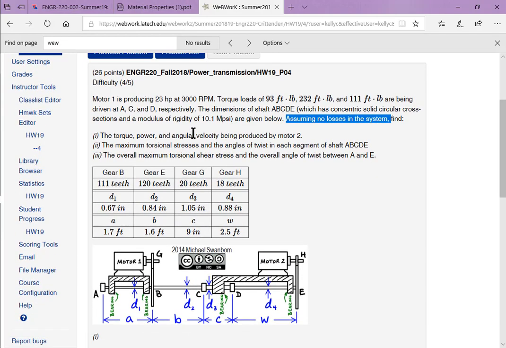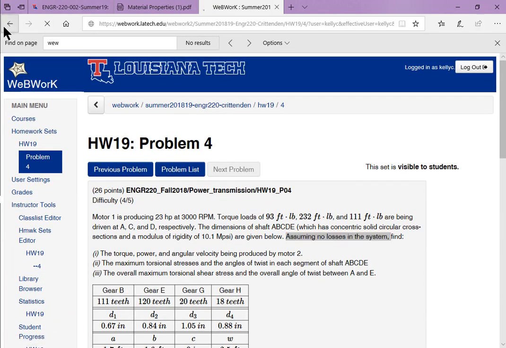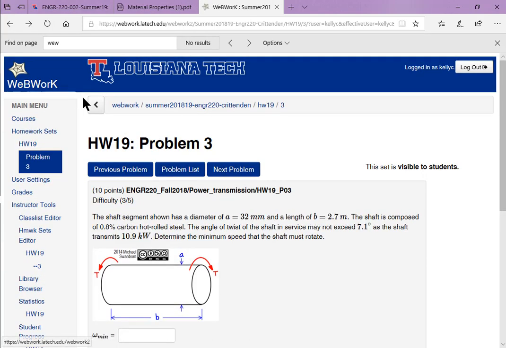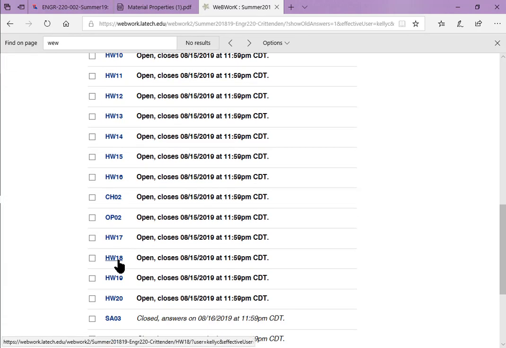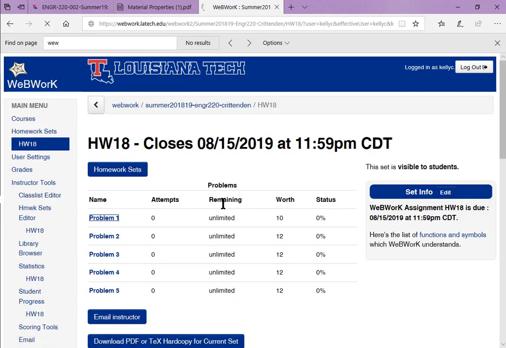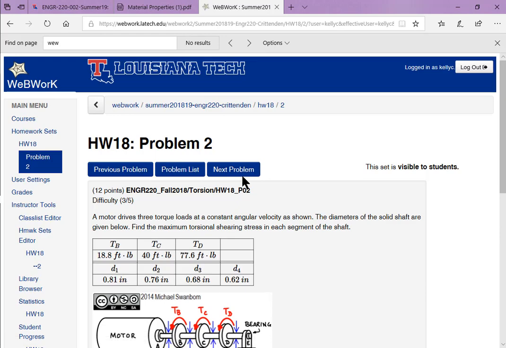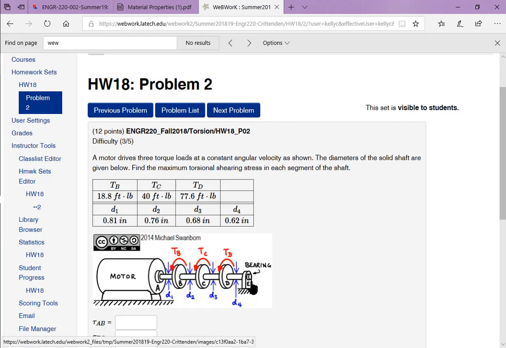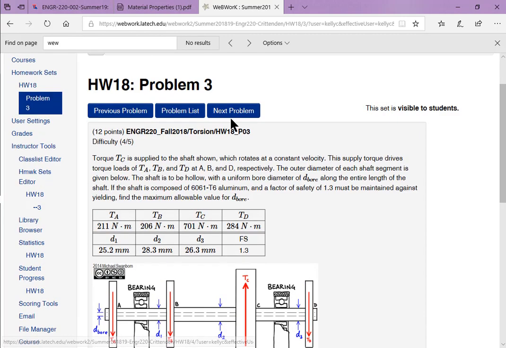So this looks like maybe this is the only problem that you have to deal with that has gearing in it, unless homework 18 has some. Let's see if it does. Let's see, no. There's another one of those bearings not doing anything for us. More bearings, but no gears.